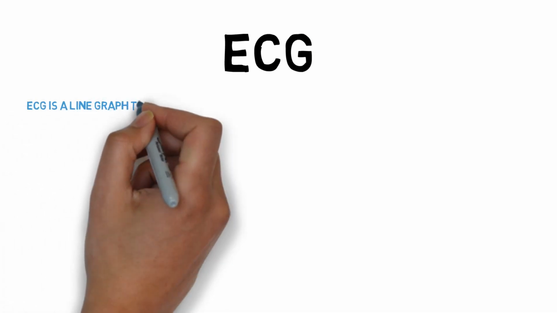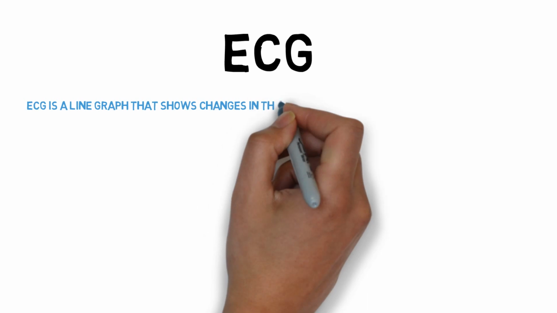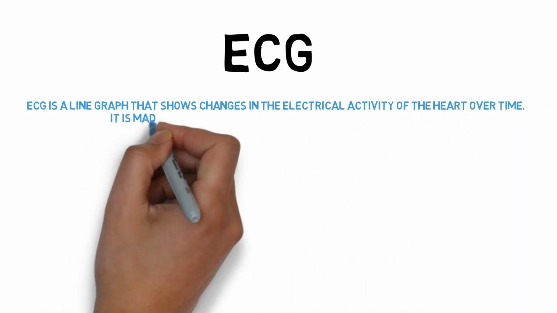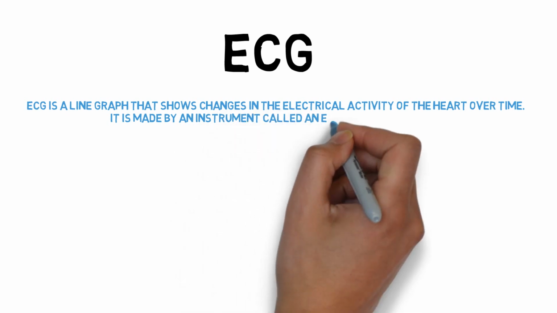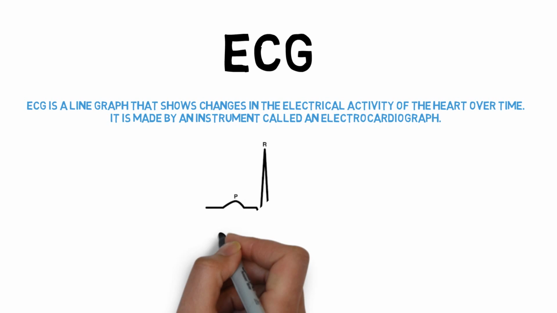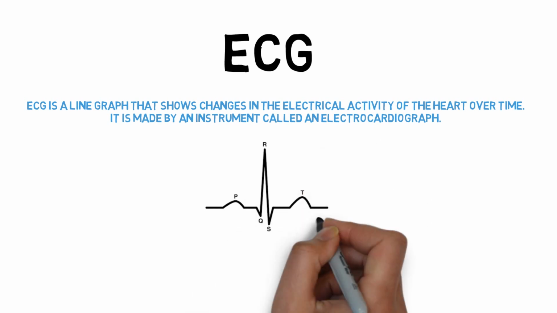First, we are going to start off with the ECG. Now, what is ECG? ECG is a line graph that shows changes in the electrical activity of the heart over time. It is made by an instrument called an electrocardiograph. Here is the basic waveform of the ECG, where we have the P wave, QRS complex, and T wave.